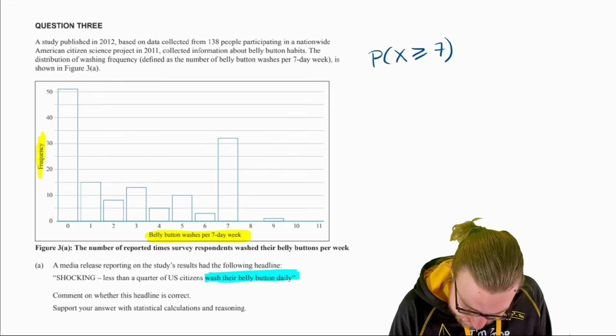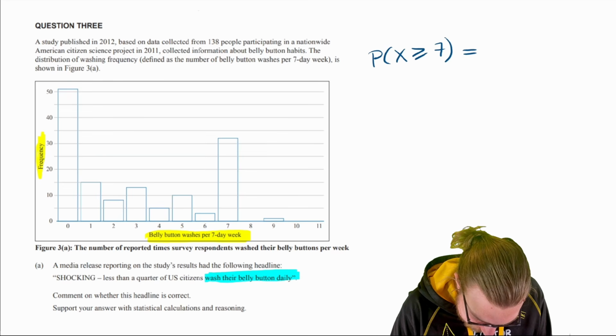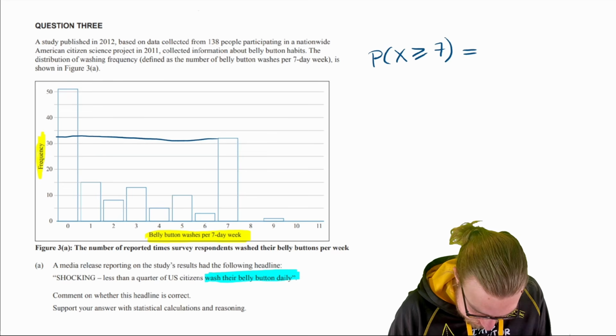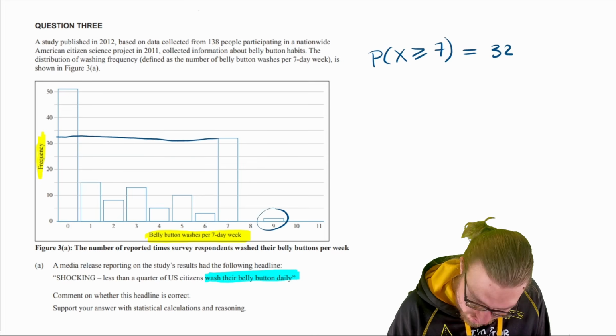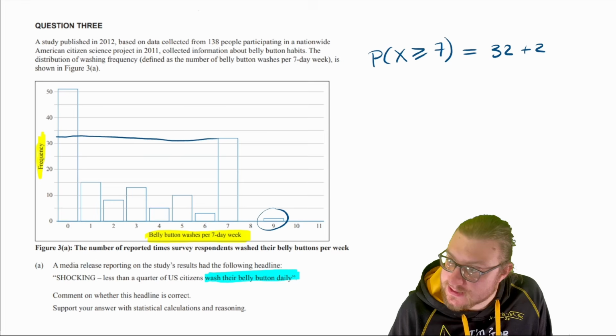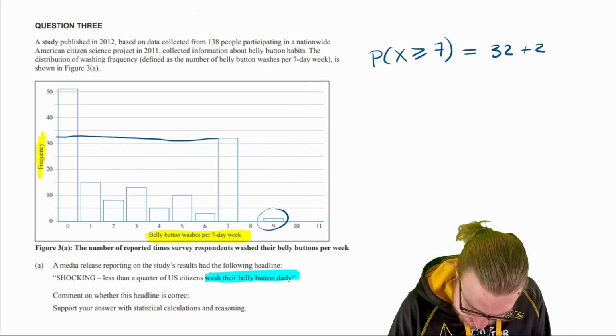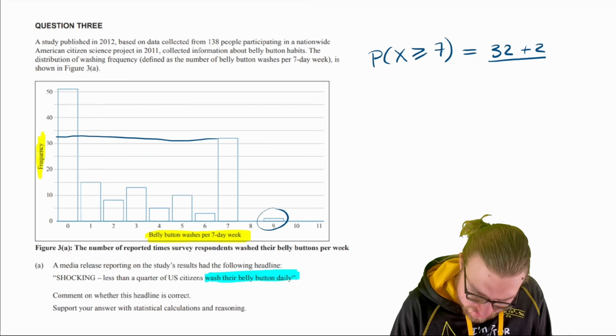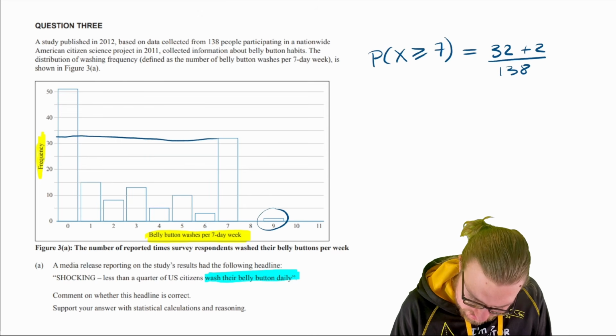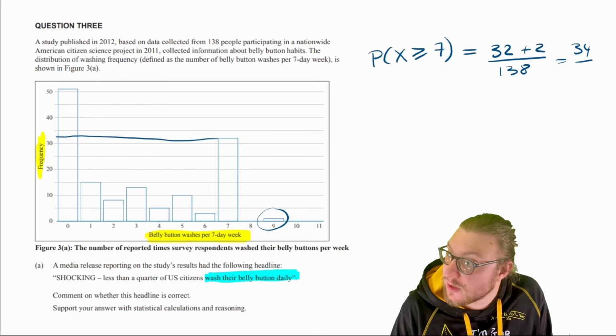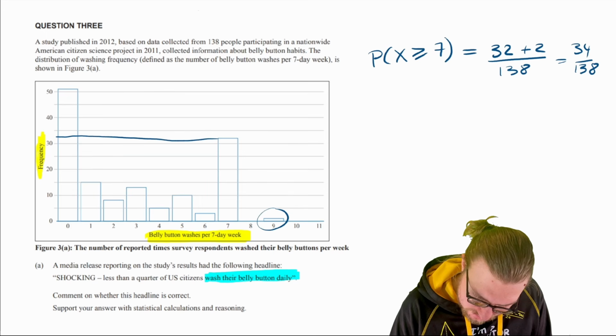So how can we figure this out? Well, we have a frequency here. This number here is, I don't know, maybe 32. Then maybe this one is another 1 person or maybe 2. Doesn't really matter, it's just rough estimates. And that is divided by the total amount of people, 138. So we have 34 over 138.